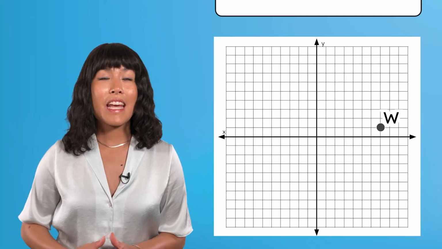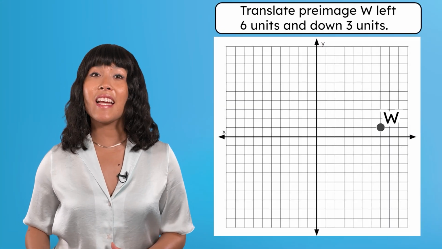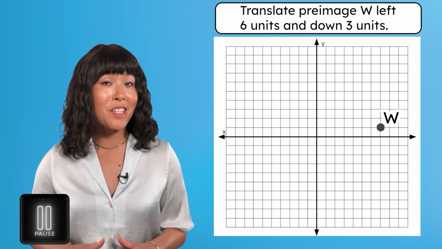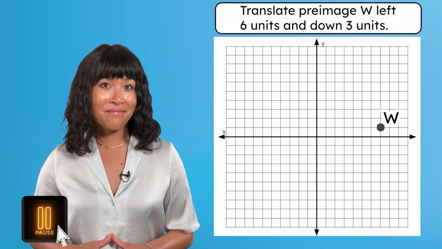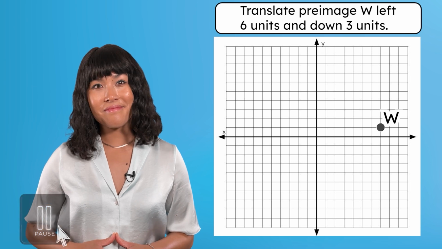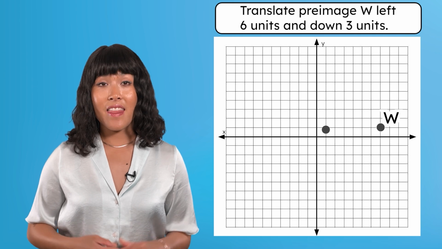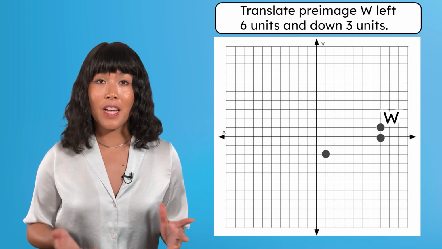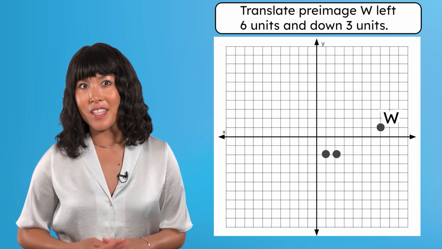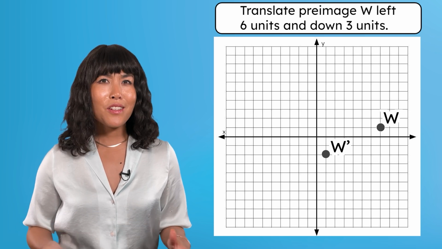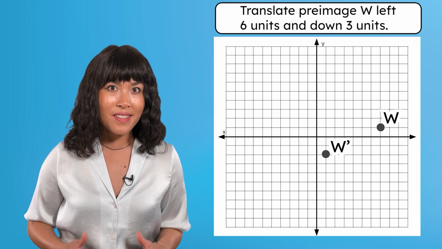Okay, your turn. Take pre-image W and translate it left 6 units and down 3 units. Pause now to do this in your guided notes. We can slide point W left 6 units, then down 3 units, or down 3 units, and then left 6 units, creating point W prime here. It looks like we can already perform a translation.